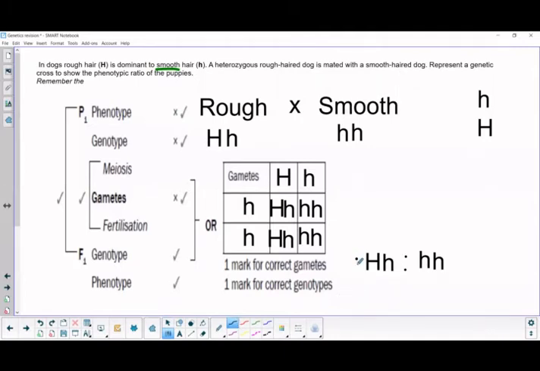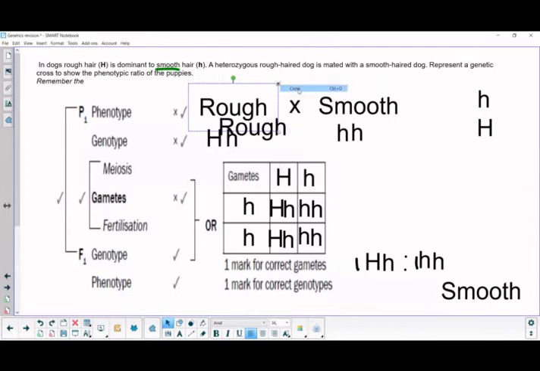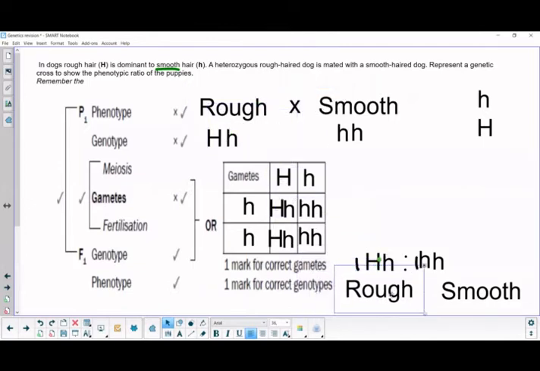And we normally write that as 1-1, or we can also say it's a 50-50 ratio, 50 meaning a percentage, 50% this or 50% that. What are the phenotypes? 50% of them are going to be smooth haired. Let me just duplicate that quickly. 50% will be smooth, and then 50% is going to be rough. So again, 50-50 ratio, or for every one rough, there will be one smooth.